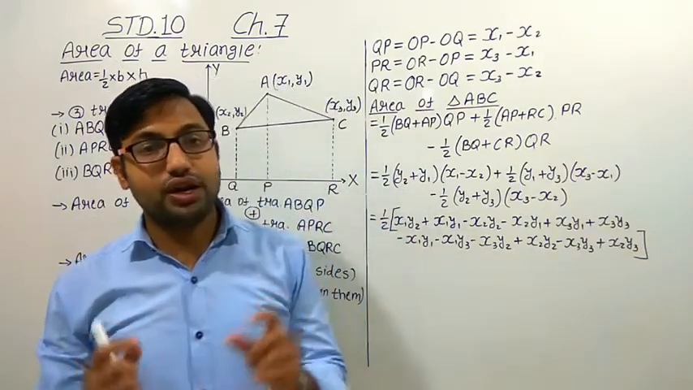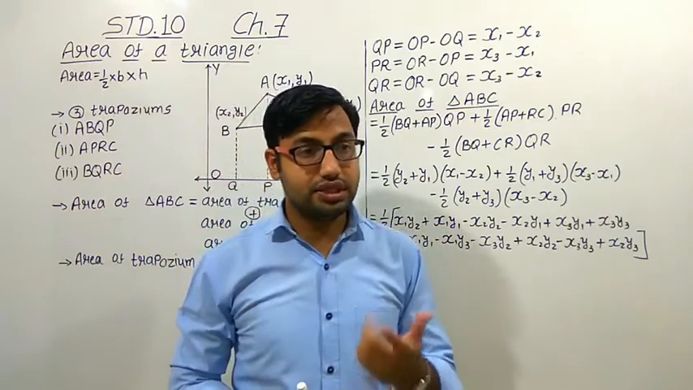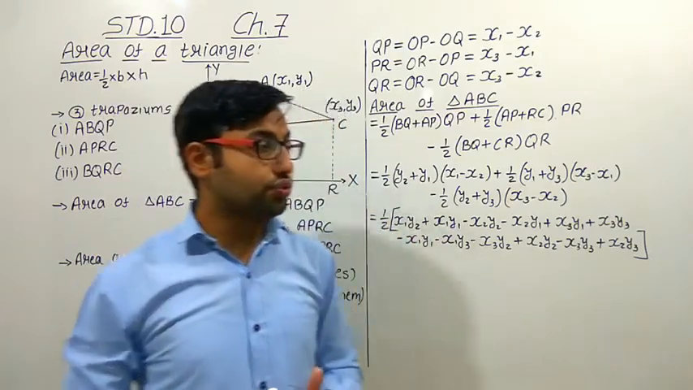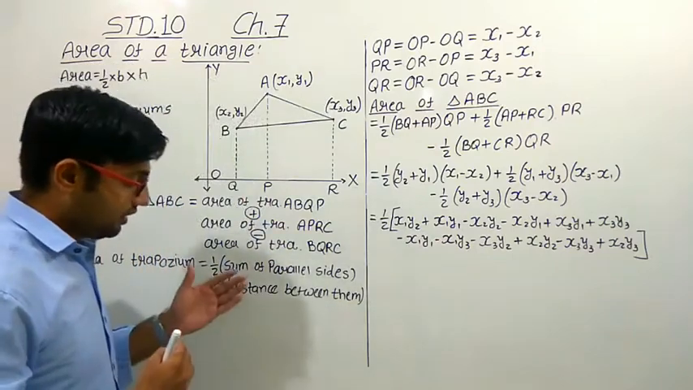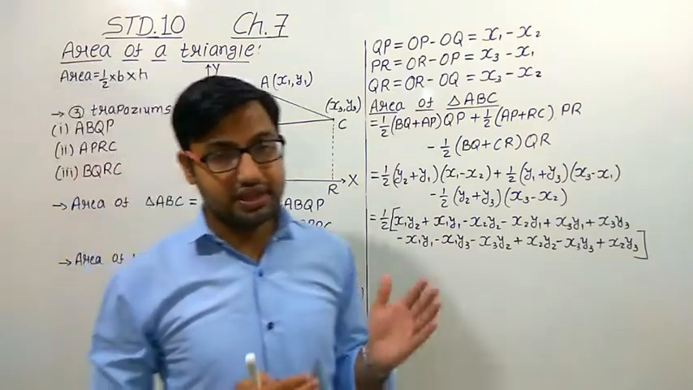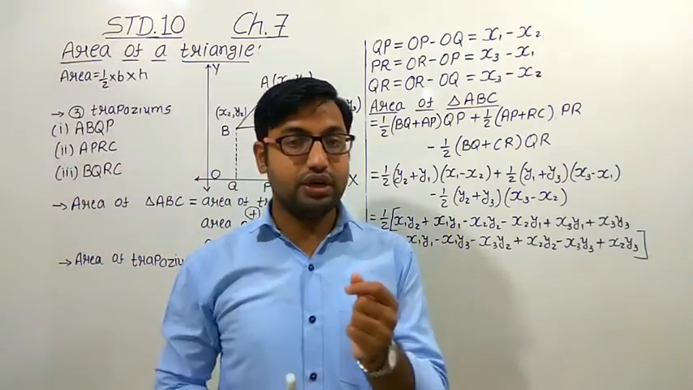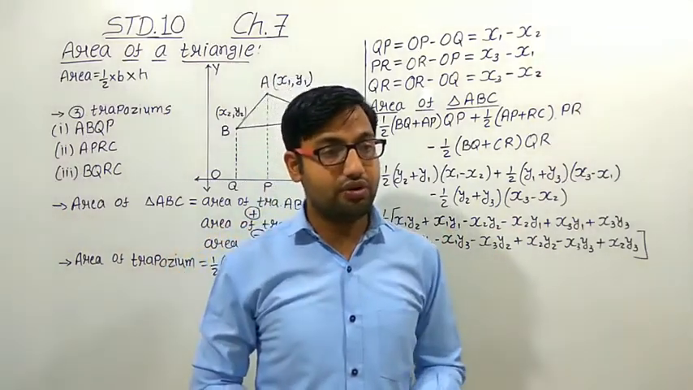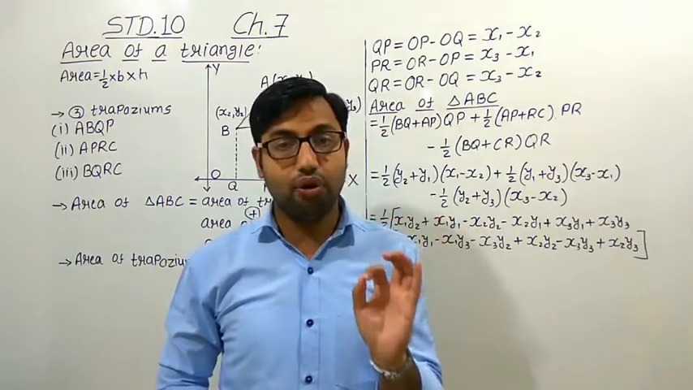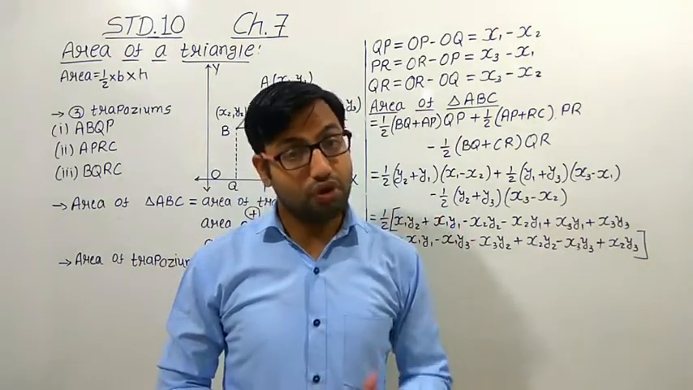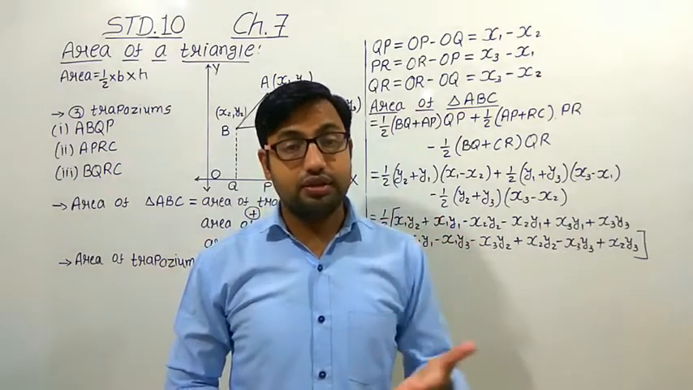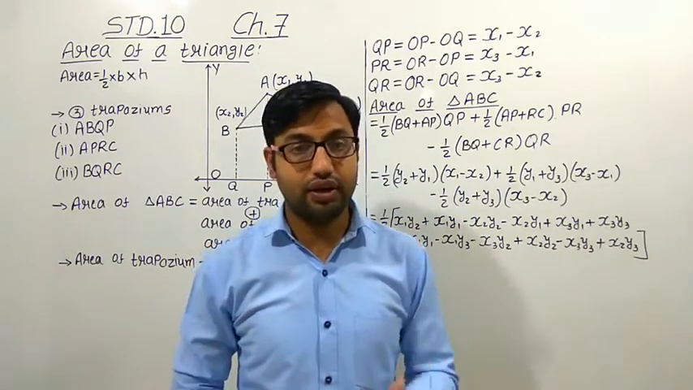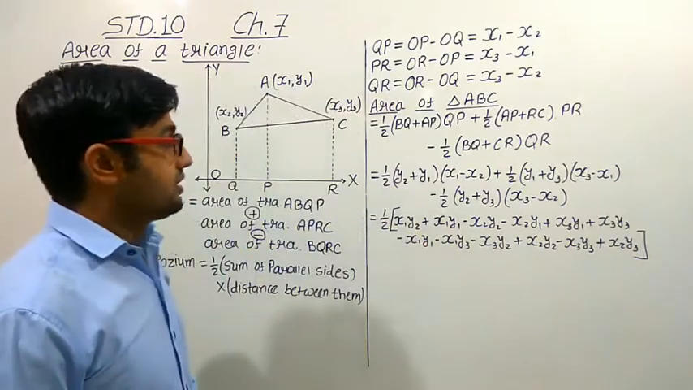One formula is to find the distance between 2 points. The second formula that we studied is the section formula. If a point divides the line segment in some proportion, then we can find out the coordinates of that point using the section formula. Or we can also find out the proportion, that is, suppose m1 and m2. We can find that using the section formula.